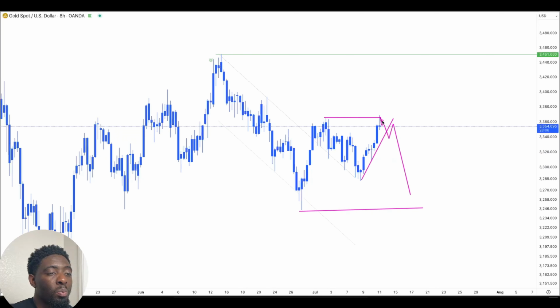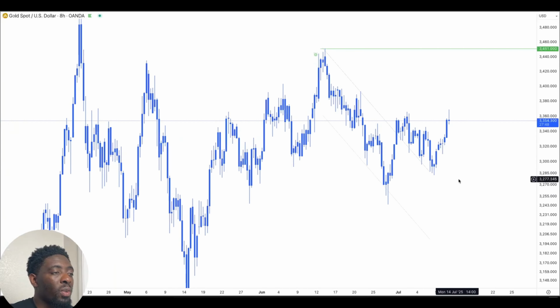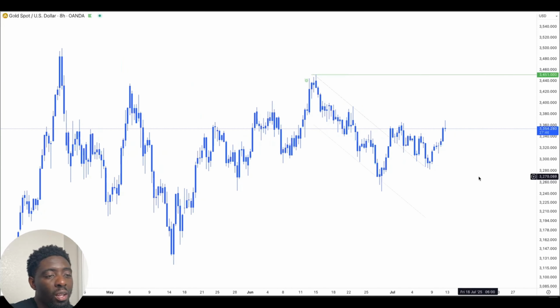Now if price pulls back to this area, let's make this clean. So you have a counter trend line right here, price pulls back, and you see the movement to the upside, then you're expecting this all the way to 450. So that's what I'm looking at right there on gold, and this is on the 8-hour time frame.